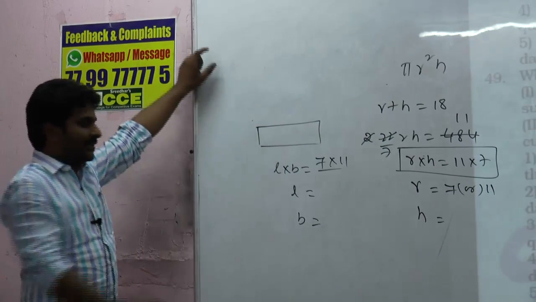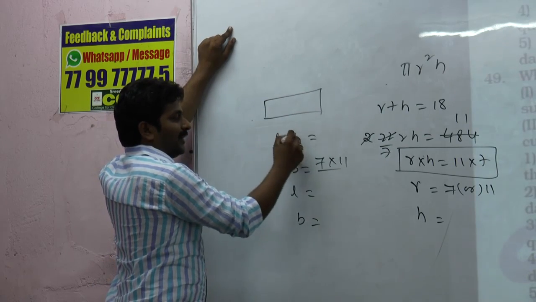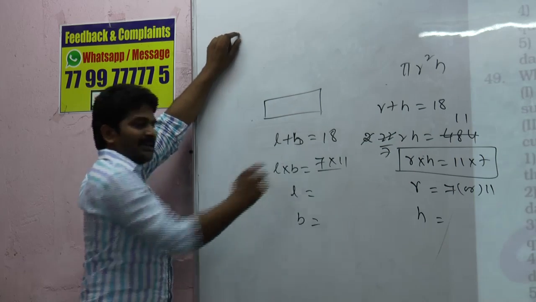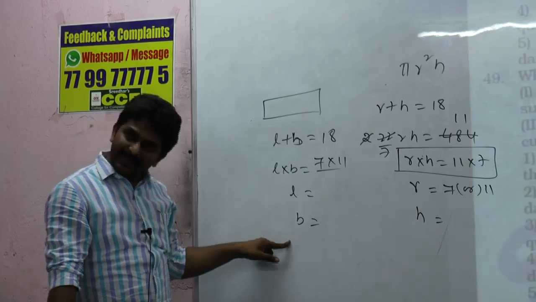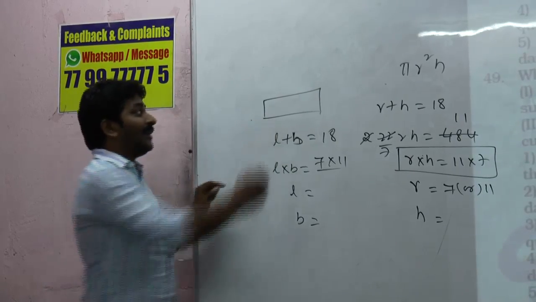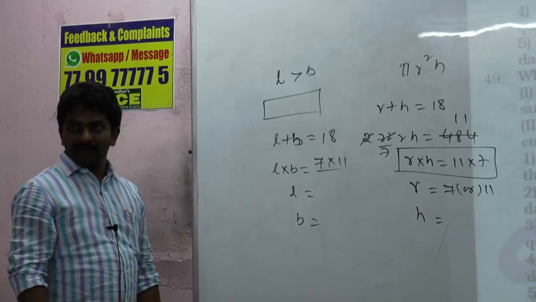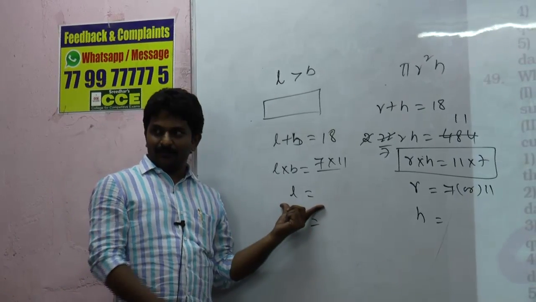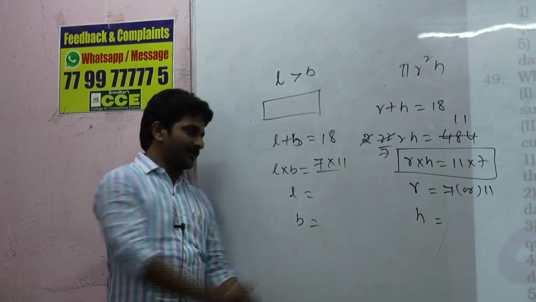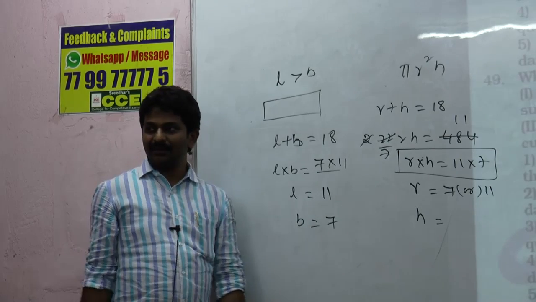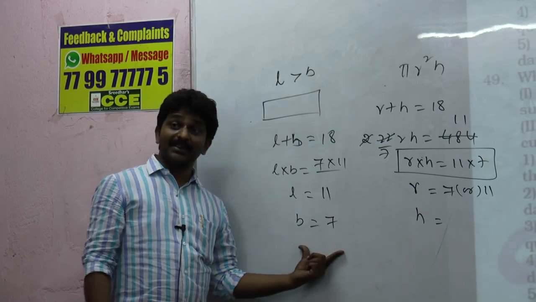If it is a rectangle, the same condition I have. I have a rectangle, the sum of length and breadth is 18, product is 7 into 11. Will you get the answer for length and breadth values? Yes, we will get it. Here for a rectangle, length should always be more than breadth. That is the condition that we have. So here there is no question of 7 for length. Length should always be definitely more than breadth. So length is 11, breadth is 7.